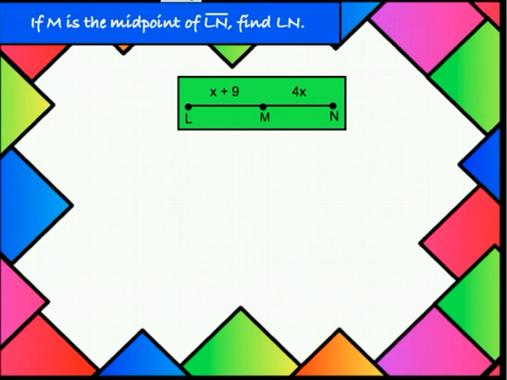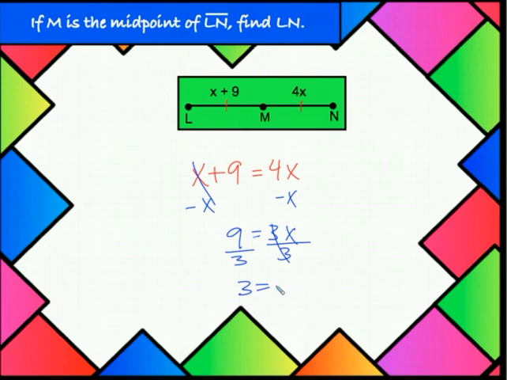So on the next two slides, it's the same problem, but just solving it regularly, and then we'll solve it with a proof. So on this one, it says that M is the midpoint of LN, which means that it cuts these two into two equal halves. So x plus 9 should be the exact same as 4x. And then you just have to solve that. So I would subtract the x from both sides. You get 9 equals 3x. And then divide by 3. And you get 3 for x.